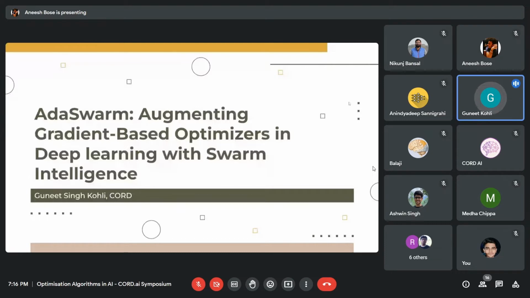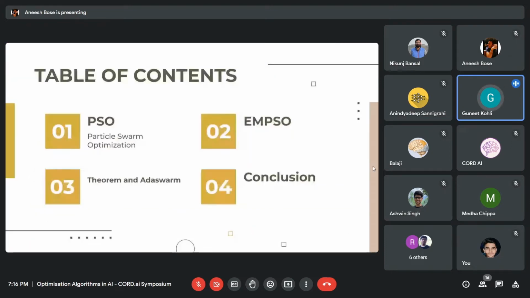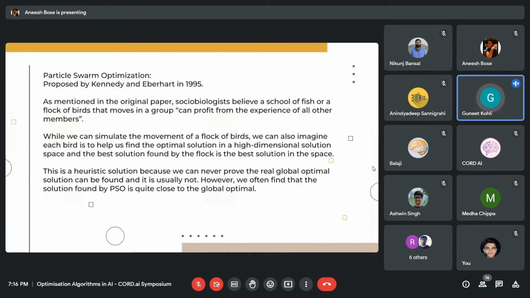So basically, AdaSwarm is one of these optimization algorithms that came up, and it uses the concept of particle swarm optimization. So PSO, which is a very famous algorithm. And just to tell you a brief about it, it's more or less like getting the hang of a flock of birds. Very simply, when a group of birds are flying around for migration purposes, etc., they benefit from each other's experience.